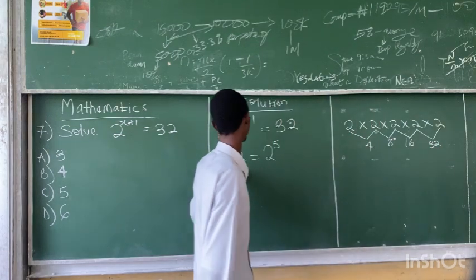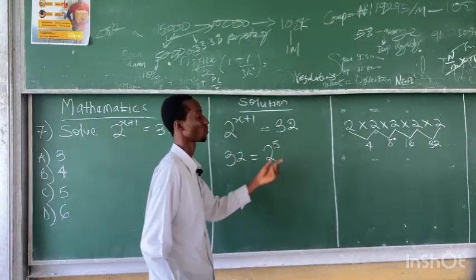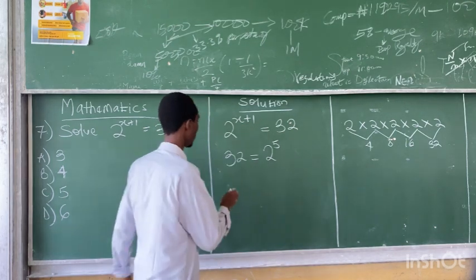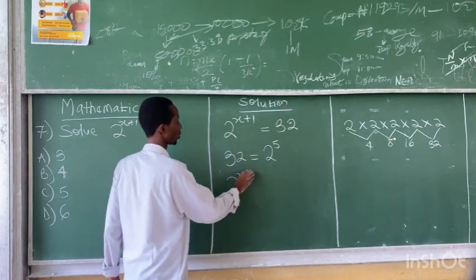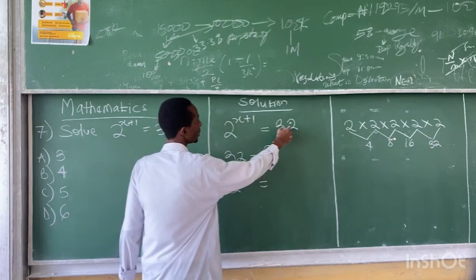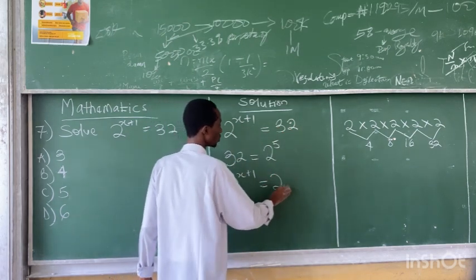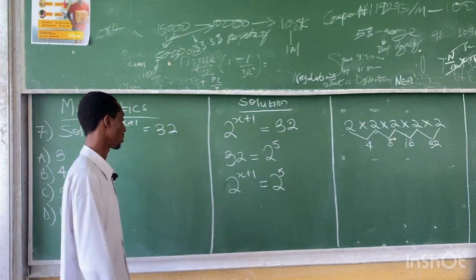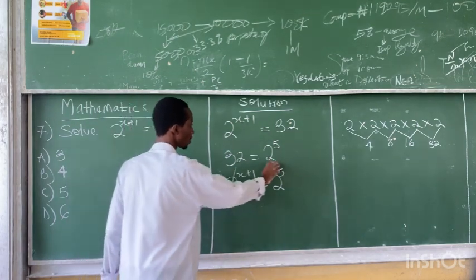So if we say 32 is equal to 2 raised to the power 5, we are not wrong. If we substitute this into this equation, we have 2 raised to the power x plus 1 is equal to, instead of writing 32, we say 2 raised to the power 5. Something is common here, right? 2, so they cancel out.